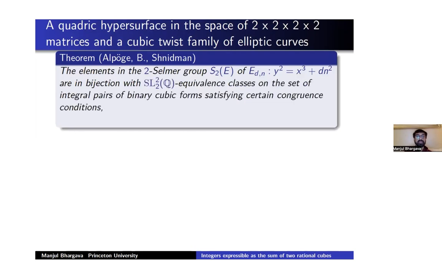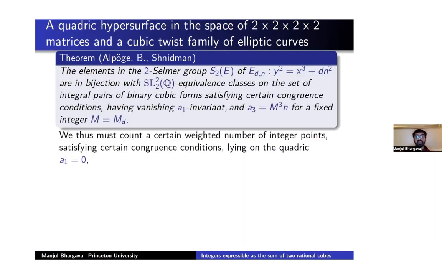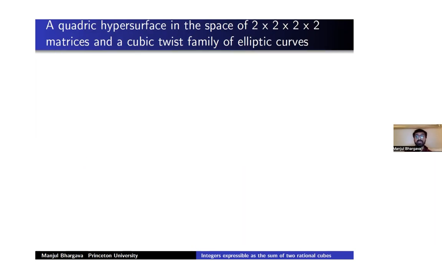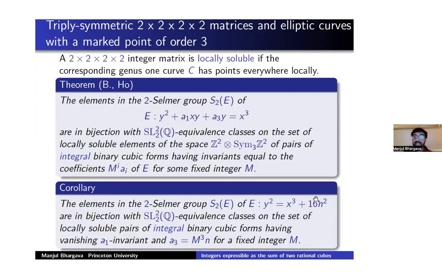And let's see if I can. So I just want to note it. I just want to observe that you can get to any other cubic twist family here by just quadratic twisting this family. So if you take a cubic twist family and you quadratic twist it by a fixed integer, you end up getting another cubic twist family. So all cubic twist families are related to each other by taking a quadratic twist.